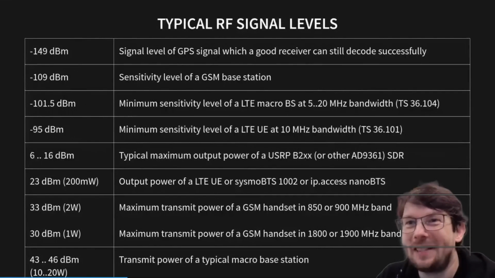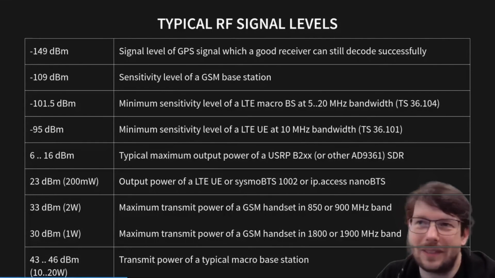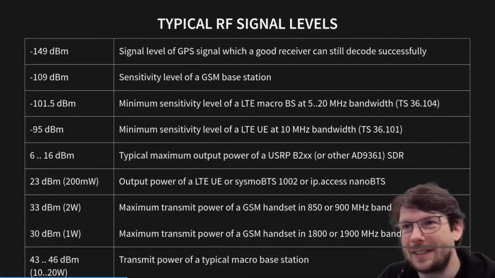So if we look at the kind of RF signal levels that we encounter in such systems, as I said, the scale goes down to about minus 150 dBm. Where would you encounter that? If you look at the data sheet of a GPS receiver, for example, it's not cellular, but still something you might have experience with. A good GPS receiver can typically receive and decode GPS signals down to minus 149 dBm. That's ridiculously low, and it's only possible due to the coding gain that's associated with the GPS signal.